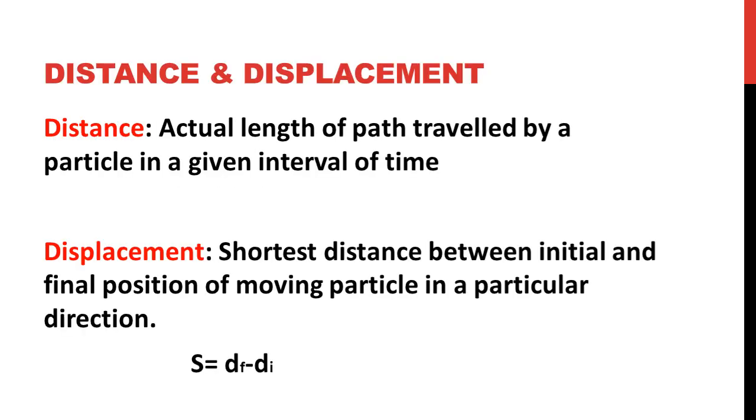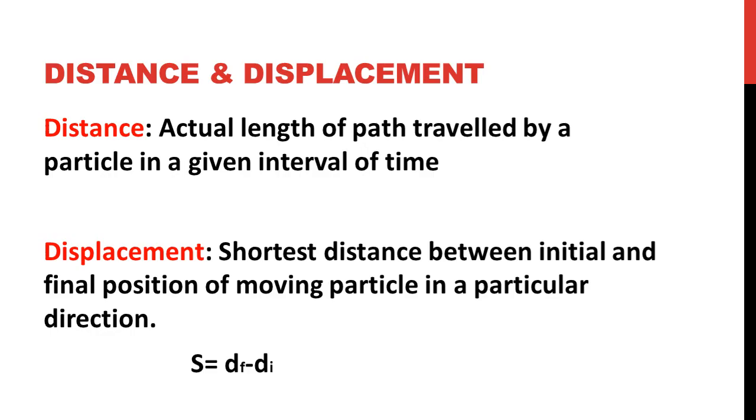Next, what is distance and what is displacement? First one is distance: the actual length of the path traveled by a particle in a given interval of time. Which means in a given time, how much the particle has traveled from its initial point to the next point is called distance. While measuring distance, we take into consideration all the path in which the object has traveled. We cover the entire path in distance.